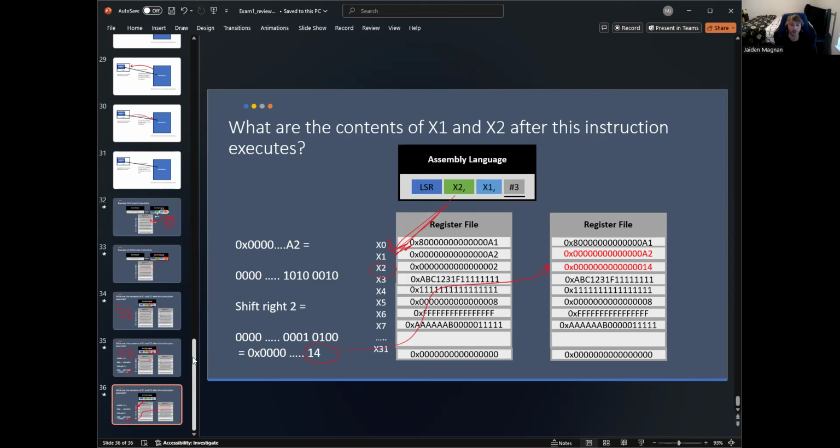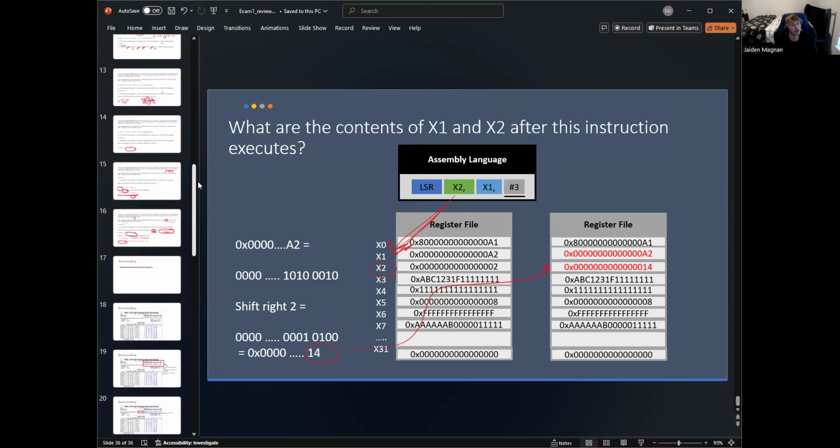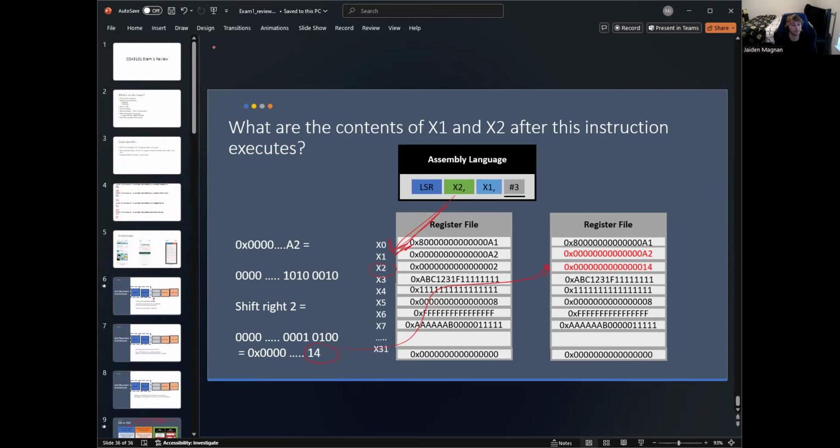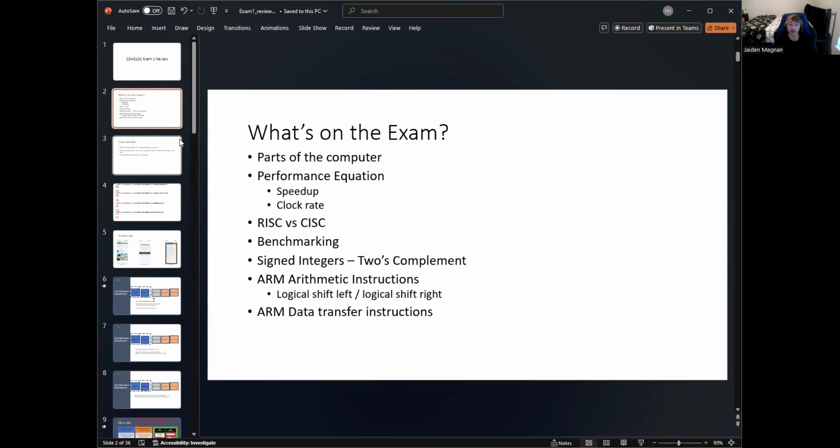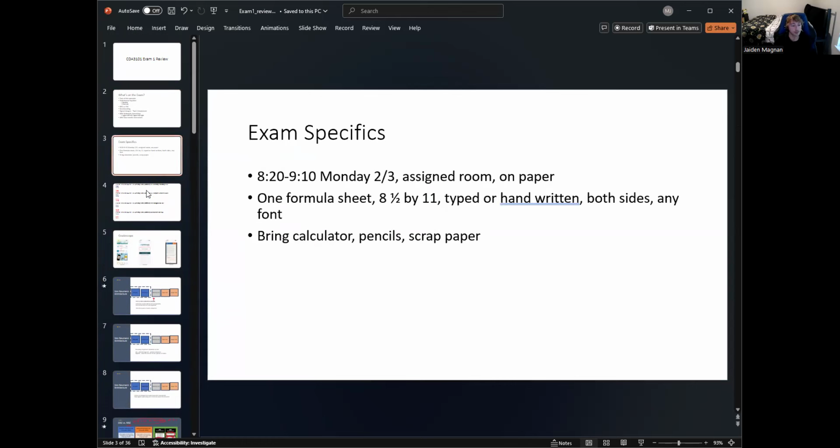Does anyone have any questions about anything else? Okay, so I hope that was useful to you guys. Are there any instructions beyond the basic ones like add, subtract, move? It won't be anything too complicated. Or a logical shift left, logical shift right. Those things.